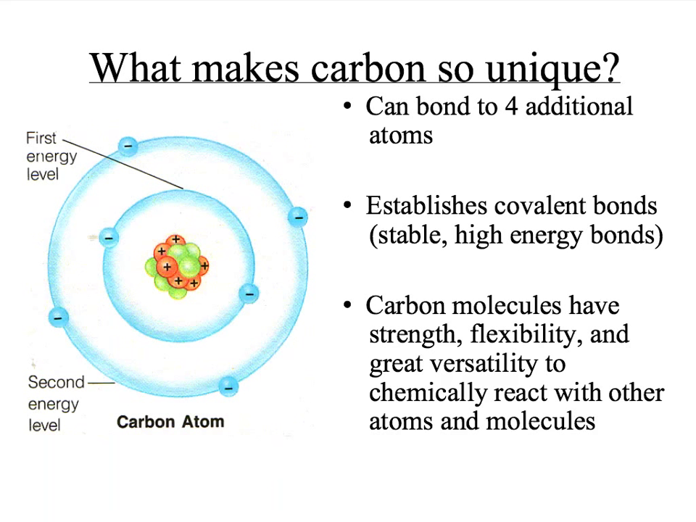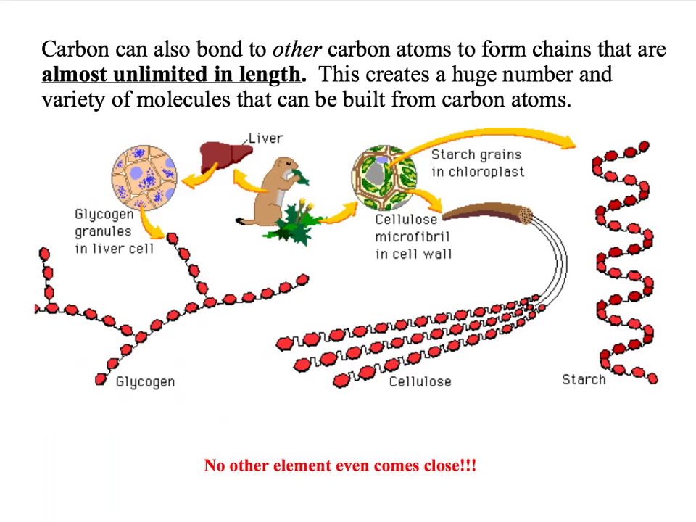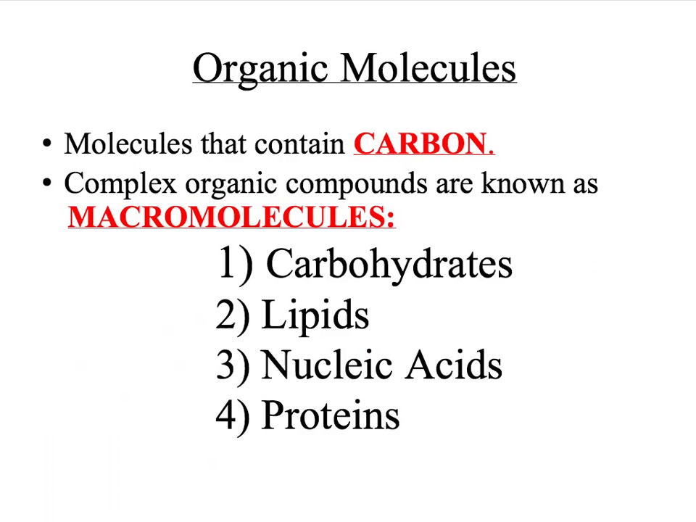So what makes carbon so unique? Well, carbon can bond to 4 additional atoms thanks to its 4 valence electrons. Carbon molecules have strength, flexibility, and great versatility to chemically react with other atoms' molecules. Carbon can make very long molecules, and this is a property that no other element even comes close to.